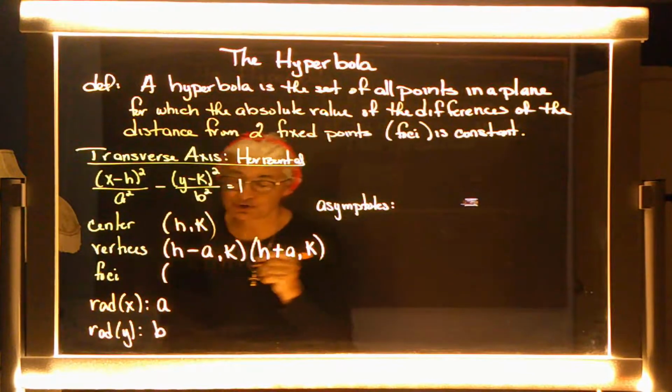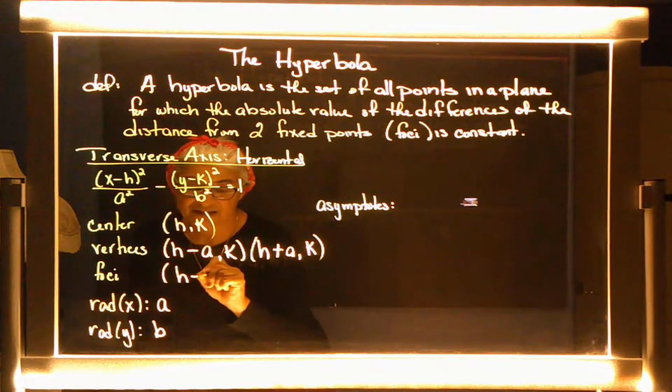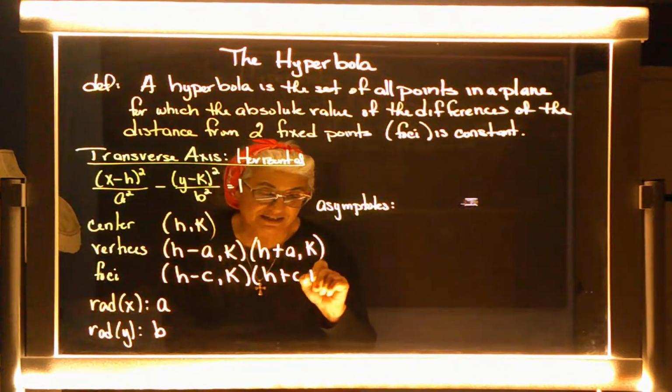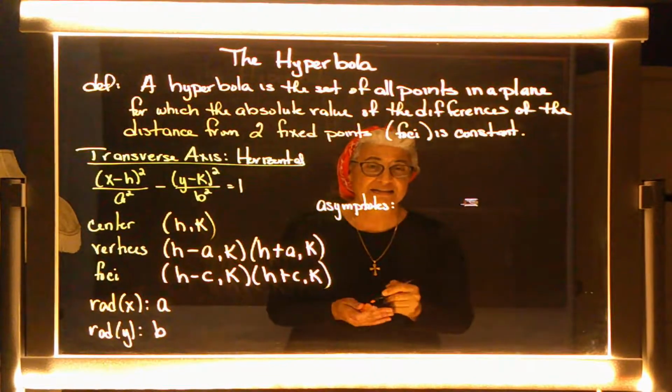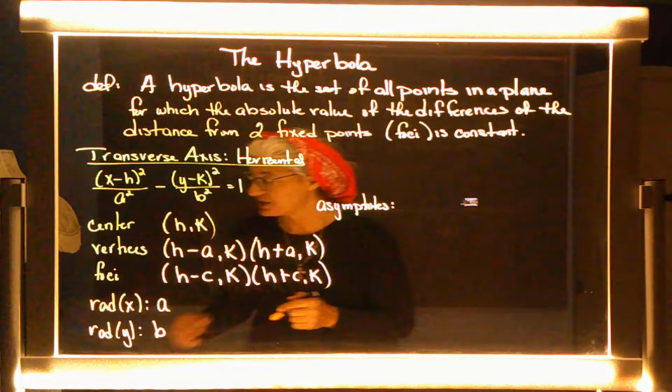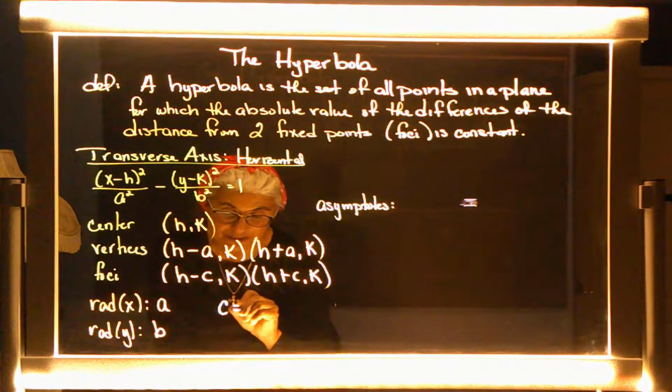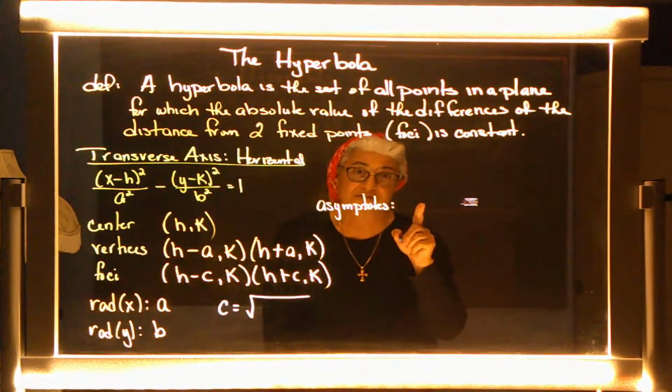Now the foci, still looking similar to the ellipse. To get to the one to the left, it's minus c. To get to the one to the right, it's plus c. And you're like, okay, is c exactly the same equation? Not quite. In this case, c is equal to the square root of.